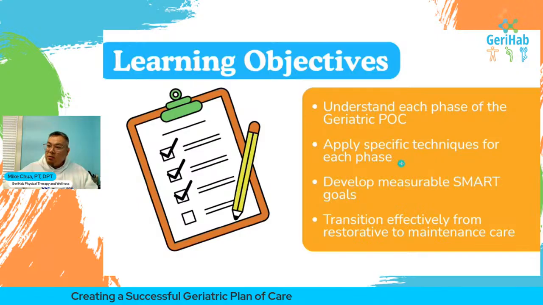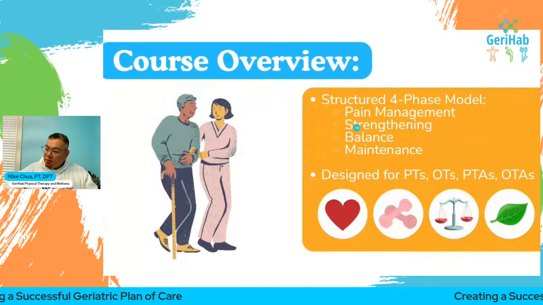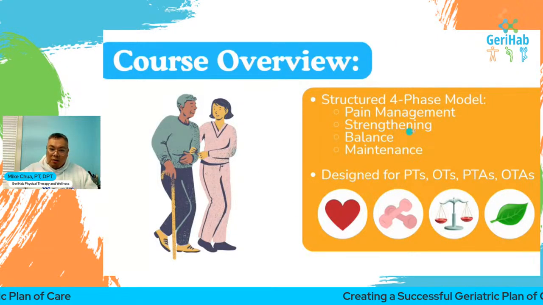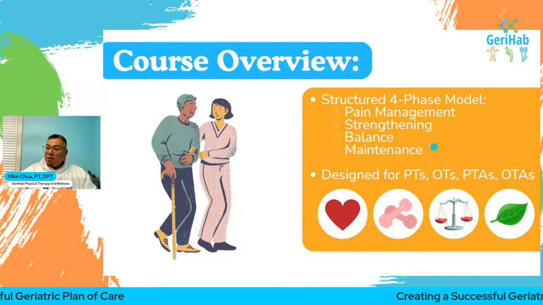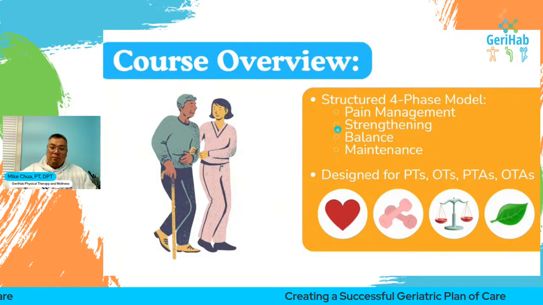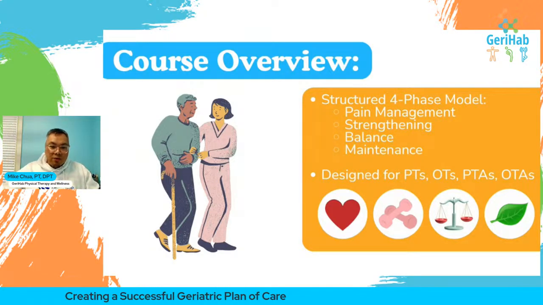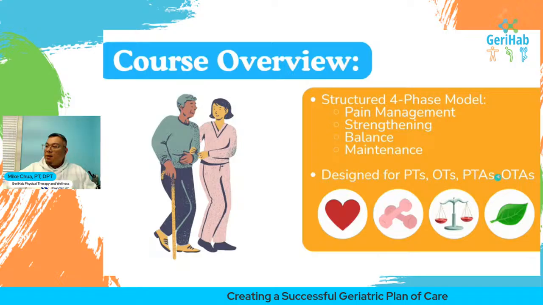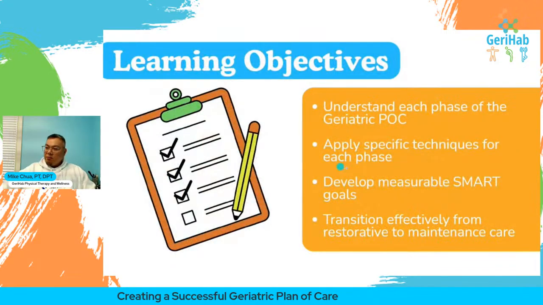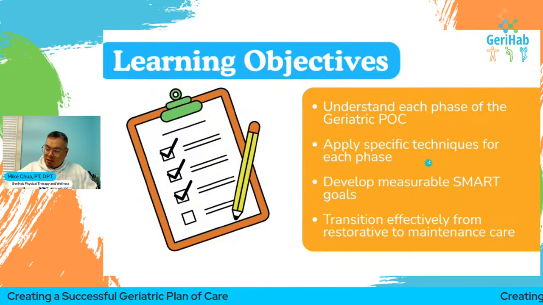Let me go back again to those phases. We cannot strengthen the patient right over here if they're still hurting, and we can't improve their balance if they're still weak. How can they stand up and improve their balance if they don't have enough strength? And of course, how can we maintain them if we didn't address the pain management, the strengthening and balance, and if they haven't reached their full functional potential? Once they reach their full functional potential, then we can keep them under the maintenance program. Hope that makes sense. So we will have to learn how to apply those specific techniques on each phase.